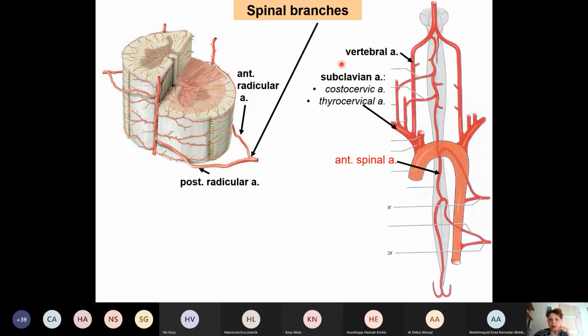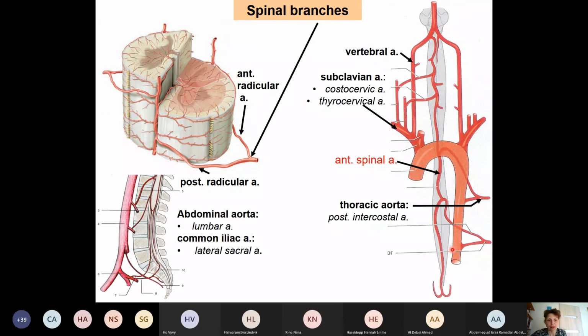In the cervical region, they come from the subclavian artery, as you can see here, mainly from the costocervical or thyrocervical, or in the thoracal part, they can originate from the posterior intercostal arteries. So these spinal branches originate mainly from segmentally arranged arteries, or in the abdominal part from the lumbar arteries of the aorta abdominalis, or they can also originate from the lateral sacral arteries.